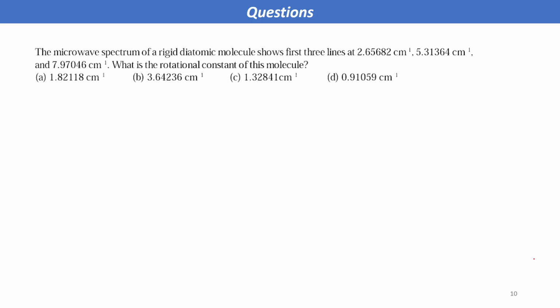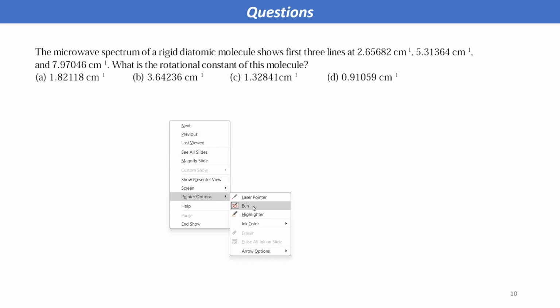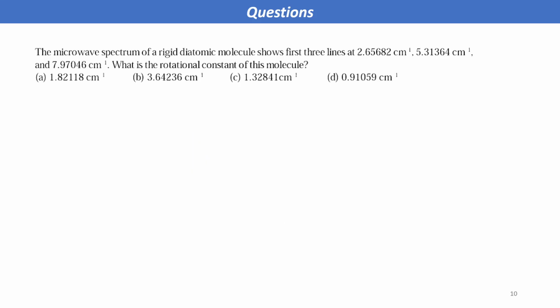Now we will solve some next question. The microwave spectrum of a rigid diatomic molecule shows first three lines at 2.65682, 5.31364 and 7.97046. What will be the rotational constant of this molecule? So we have to calculate the rotational constant.